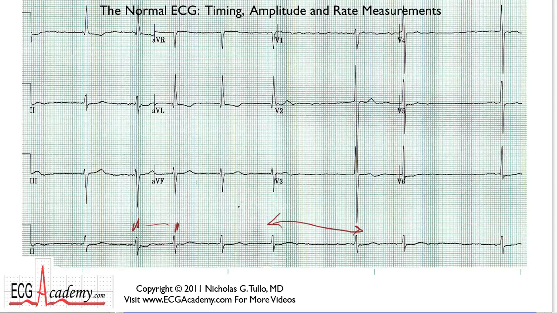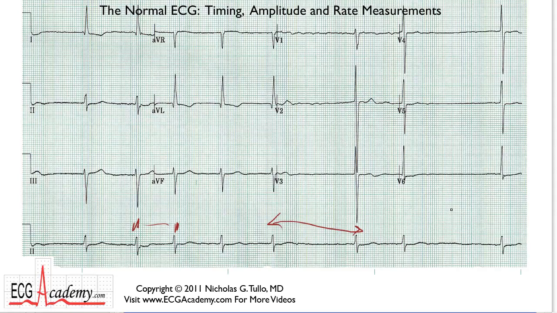Well, one thing you can do is just run a strip that's a whole minute long and count the number of R to R intervals in a whole minute. And that would give you the number of beats per minute. Well, that would be a bit of a waste of paper, and it would also mean you'd have to sit there with the patient for that long. So that's not a practical solution.